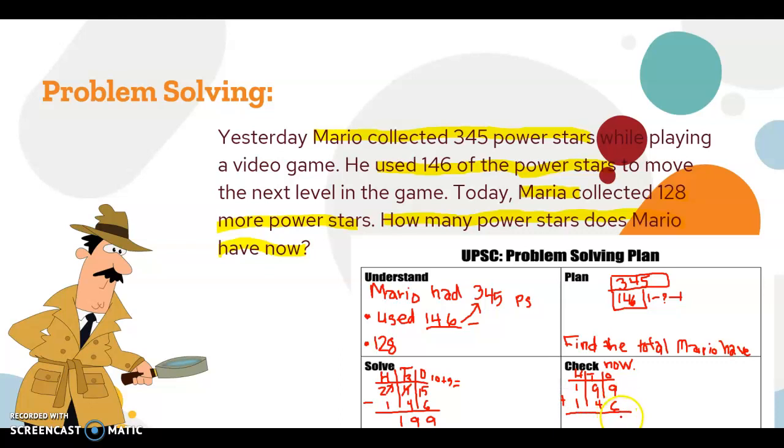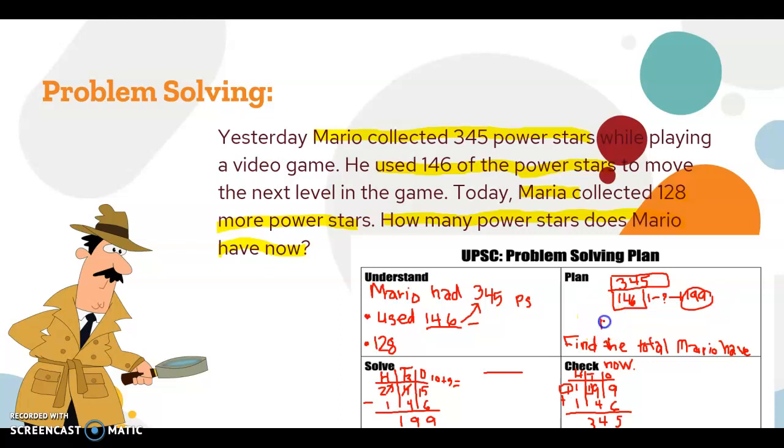So 9 plus 6 is 15. I'm going to write 5, carry my 1. 9 plus 4 is 13, plus 1 more is 14. And 1 plus 1 is 2, plus 1 more gives me 3. So my computation is correct. So now I need to solve for the second part of my problem. So my unknown here is 199. I'm trying to now determine how many power stars does he have now that he added or collected 128 more.